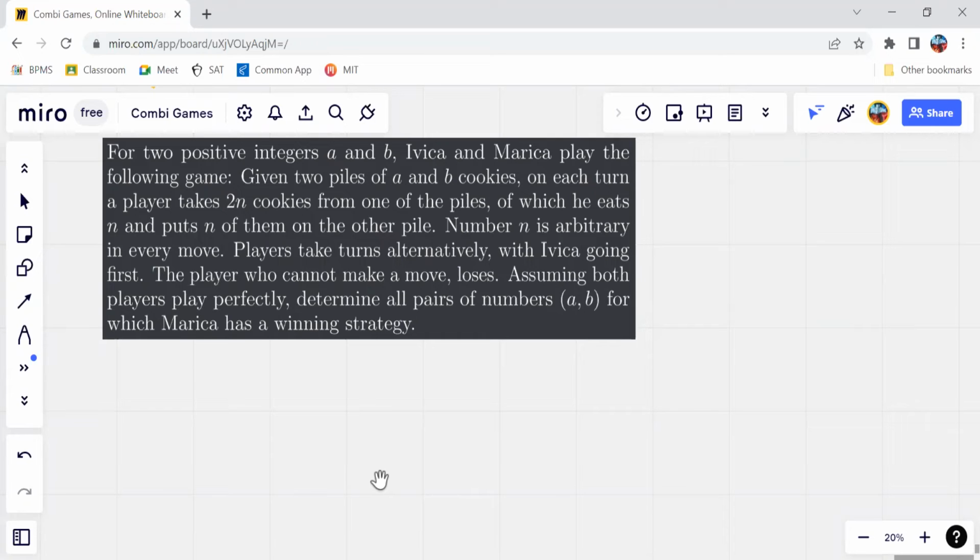Wait, so the player chooses n, right? Or is it fixed beforehand? No, it's arbitrary. The player can choose it. The number n is arbitrary in every move. Yeah, fine.